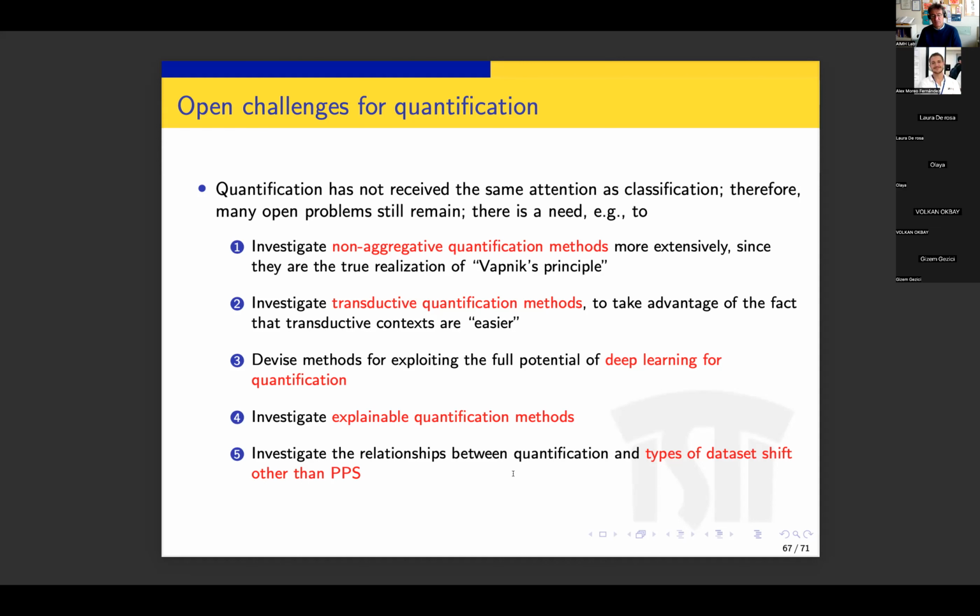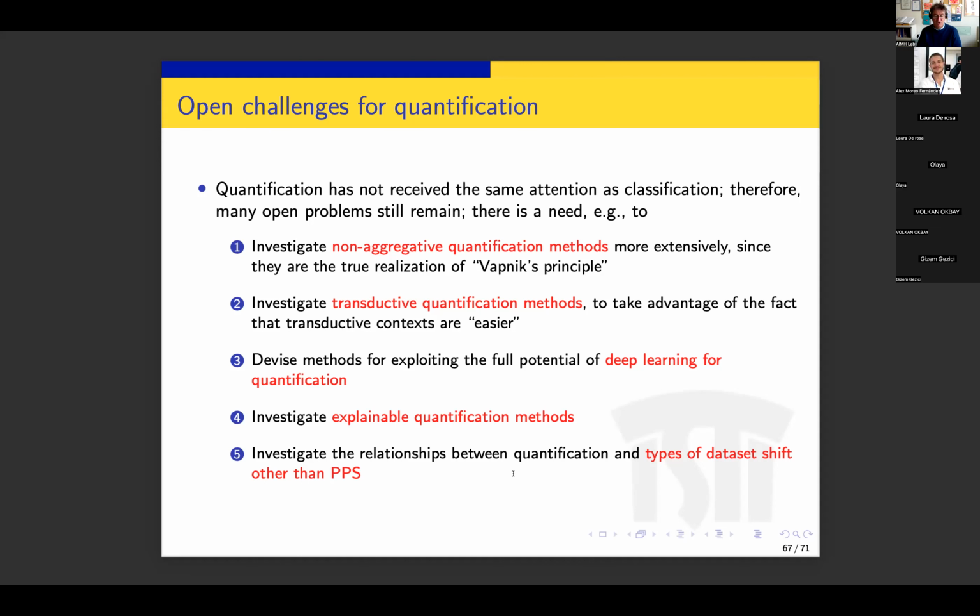Another area is, of course, deep learning. Deep learning is dominant today in machine learning, but still the number of quantification methods that are specific to deep neural networks is a minority. And probably there is still a lot of untapped potential in deep learning for quantification.